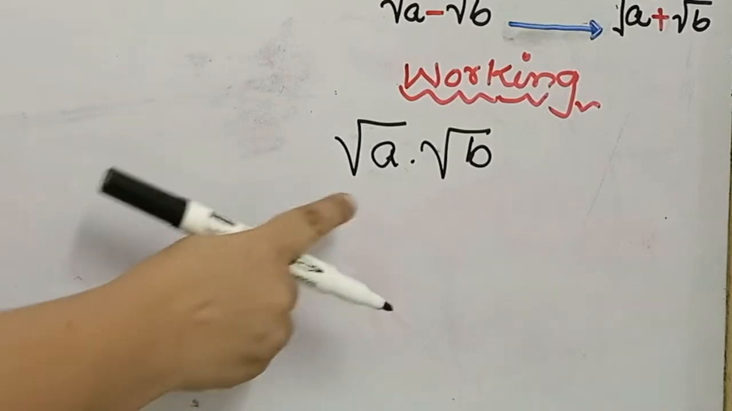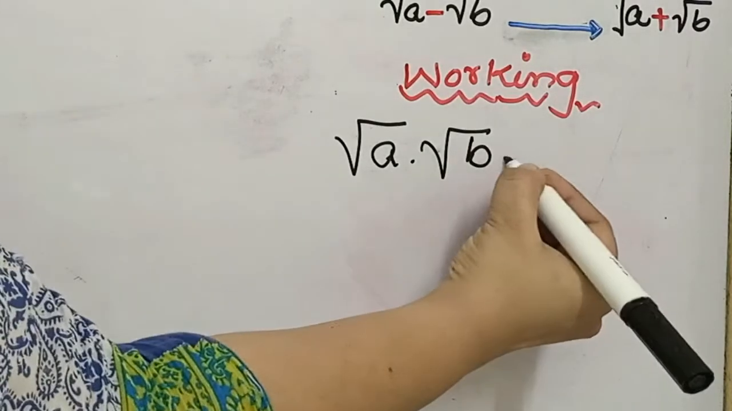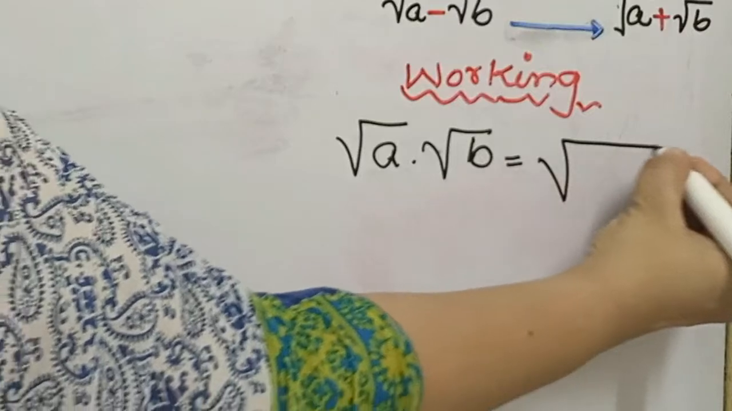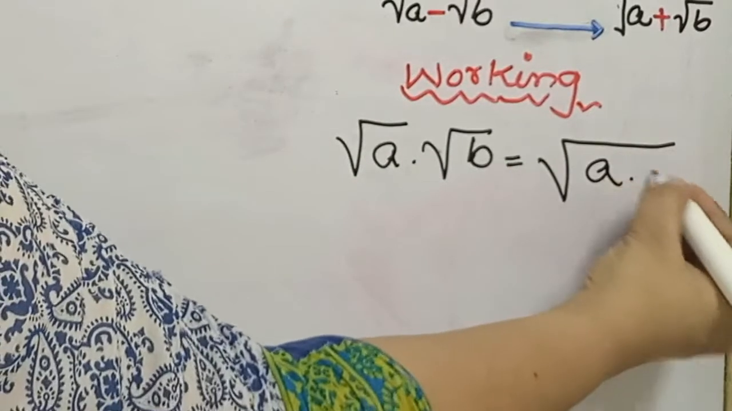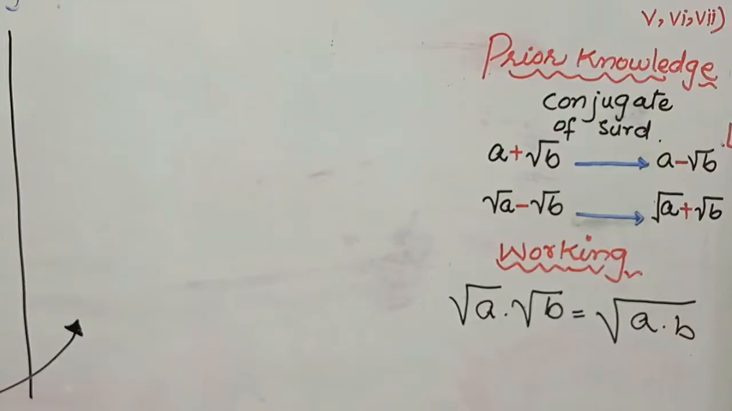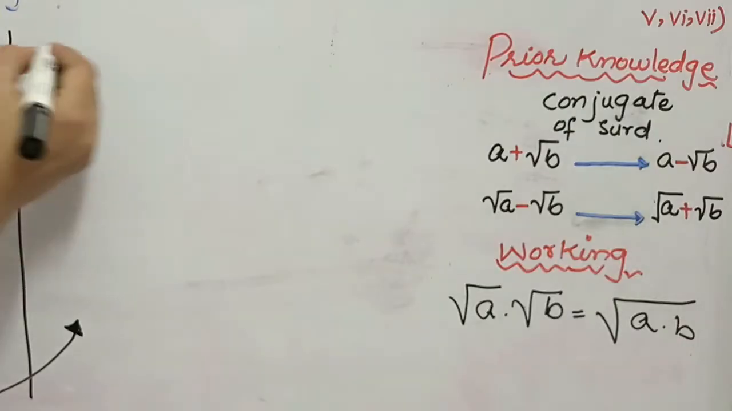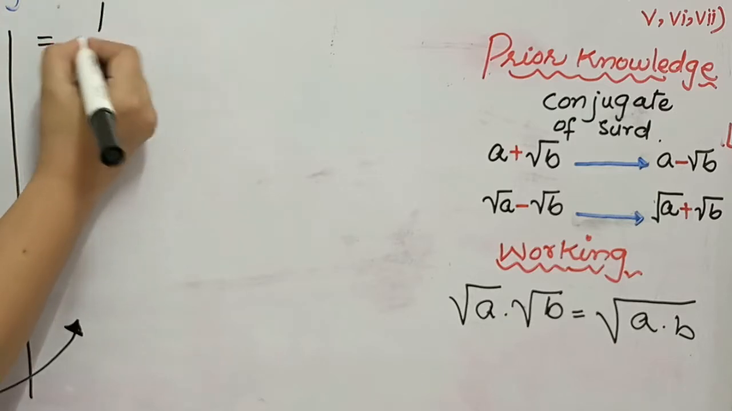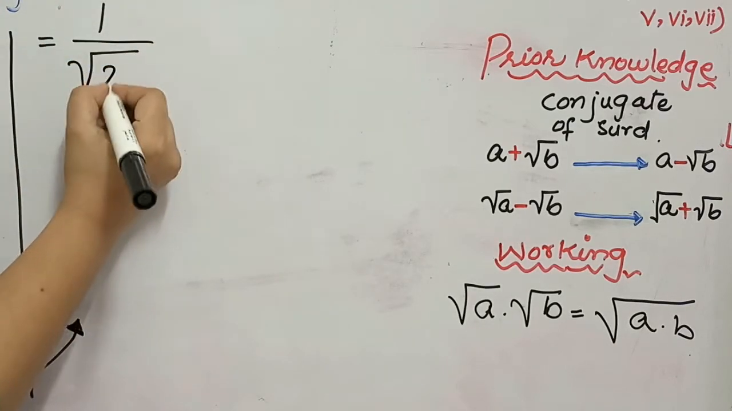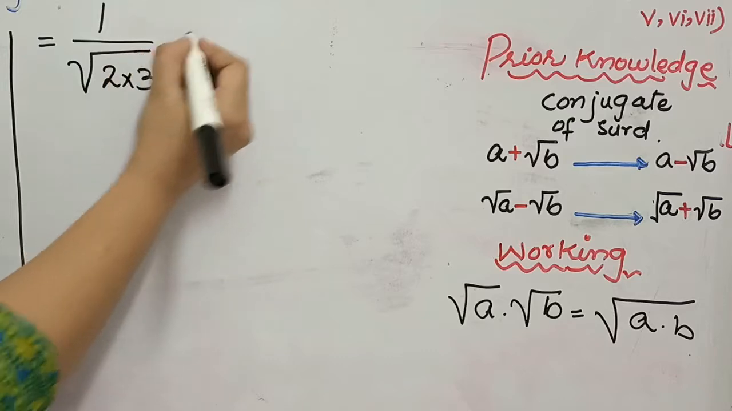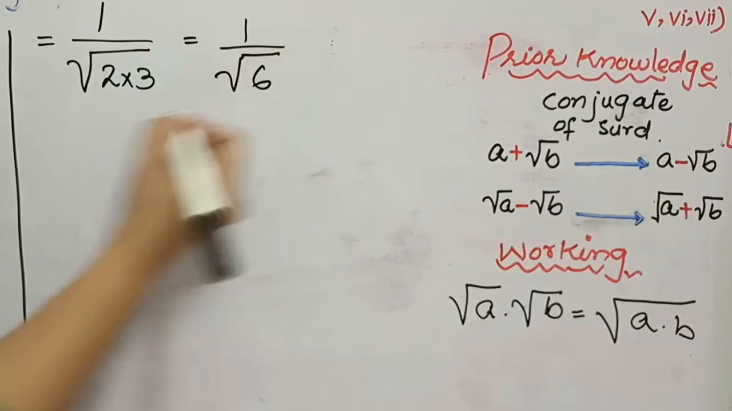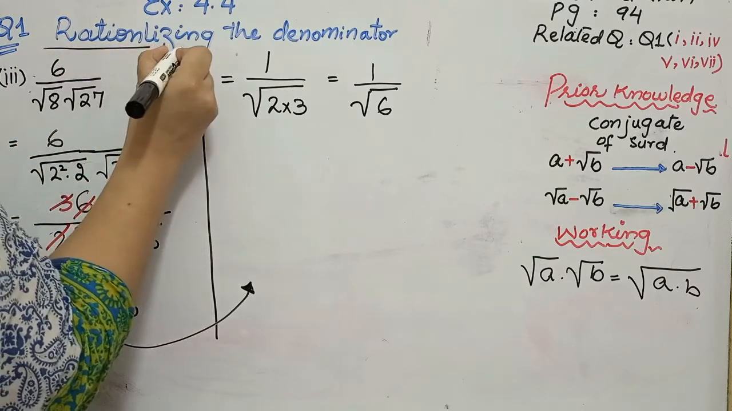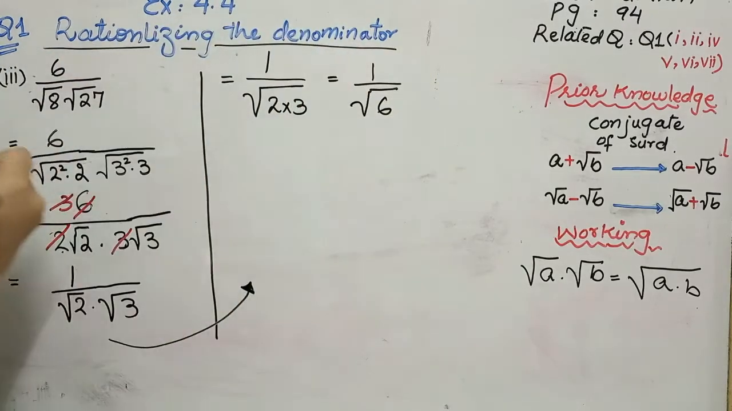You know, when two surds are multiplied with each other, then they can be written under one radical sign, that is a into b. So here we are doing the same. It will be 1 upon under root 2 multiplied by 3, that is equal to 1 upon under root 6. Here it is written rationalizing the denominator. Here we are going to rationalize the denominator.